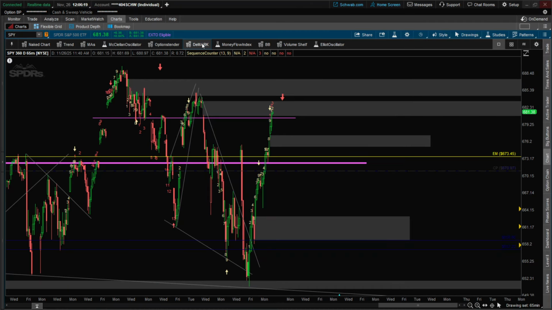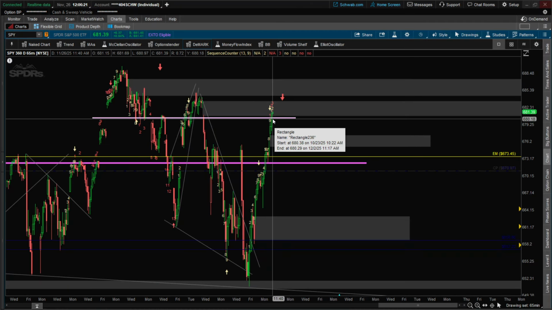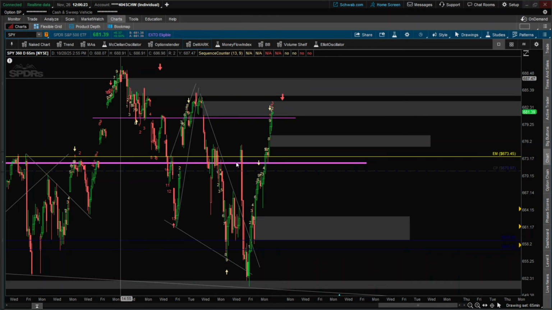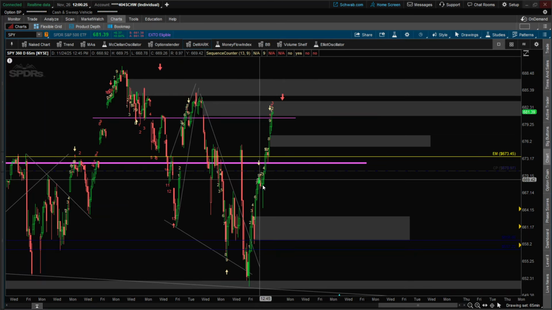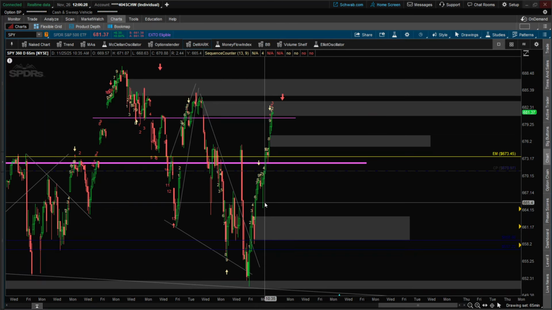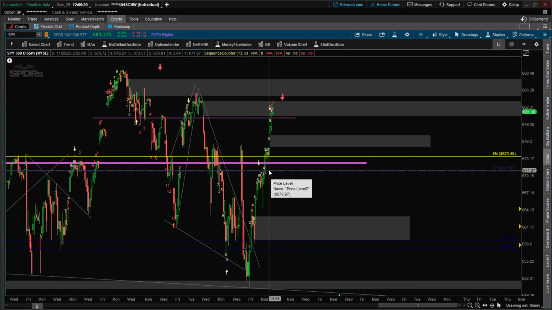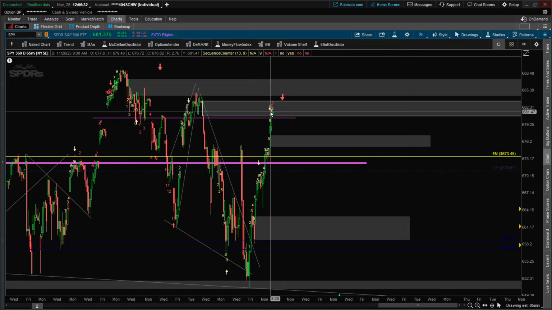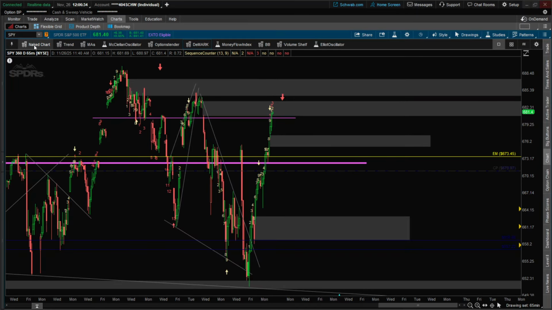DeMark getting a 9-count exhaustion. That's another reason to be cautious. Same thing happened here. You got your 9-count. You got that pullback. We actually did really good on that pullback. I saw Ralph did as well in the trade room.